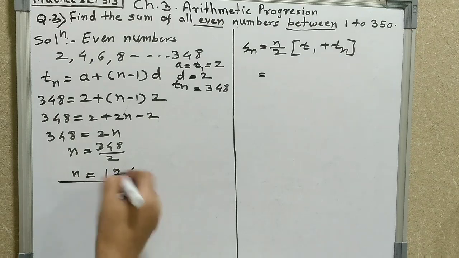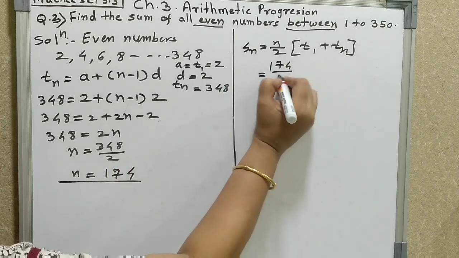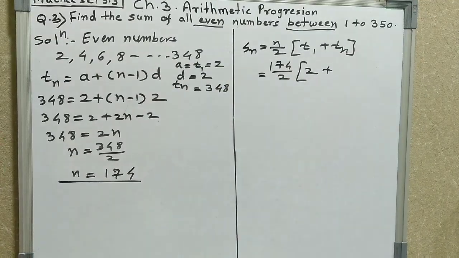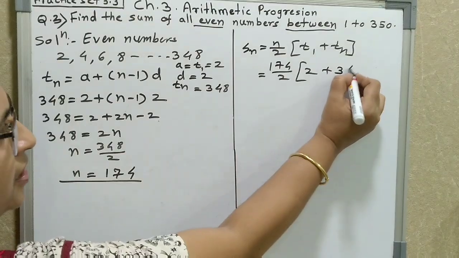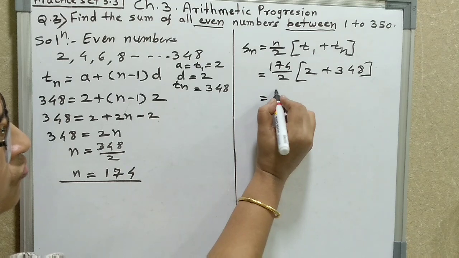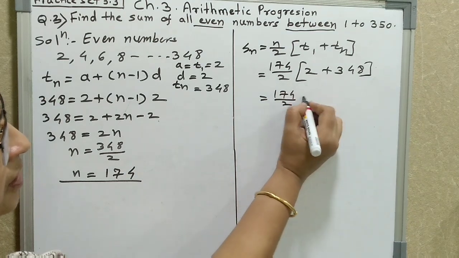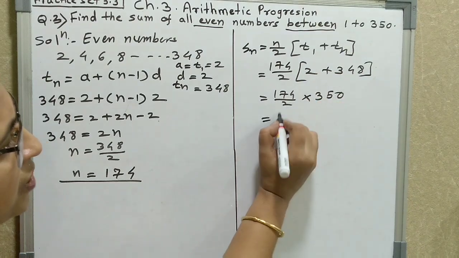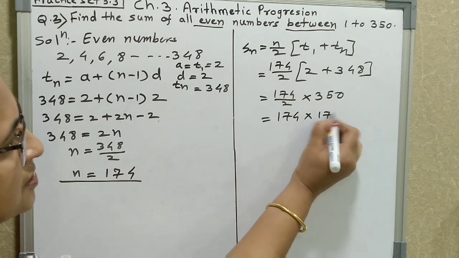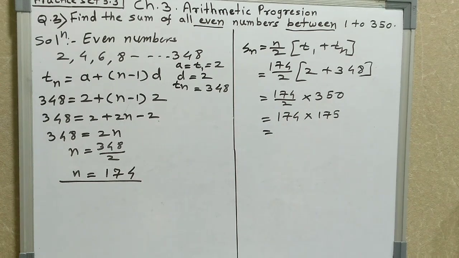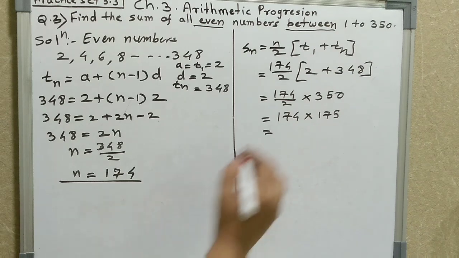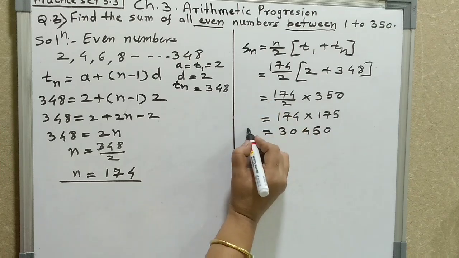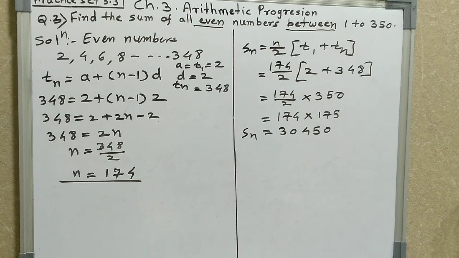n upon 2, where n is 174, so 174 upon 2. The first term is 2, plus the last term, which is 348. Now 174 upon 2 into, adding 348 plus 2, we get 350. Dividing 350 by 2, we get 174 into 175. Multiplying 174 into 175, we get 30,450. So Sn is equal to 30,450.